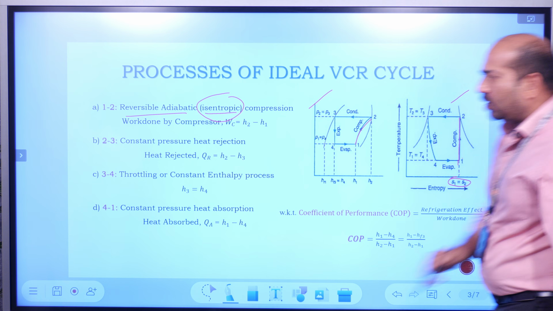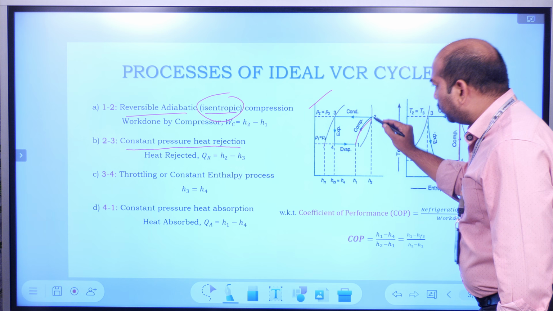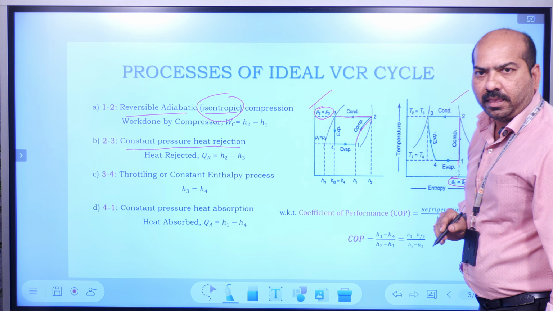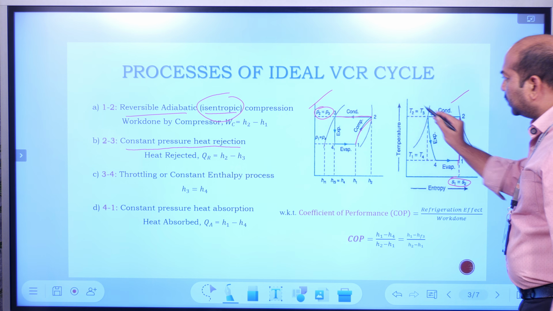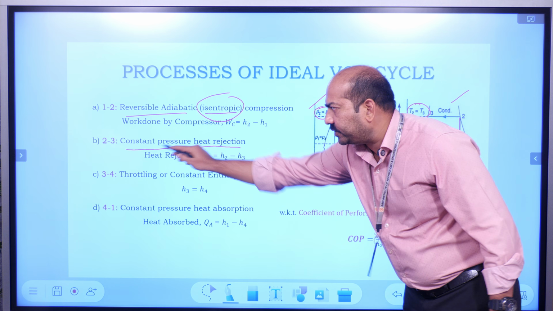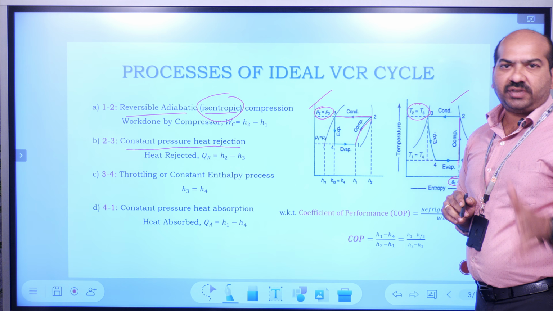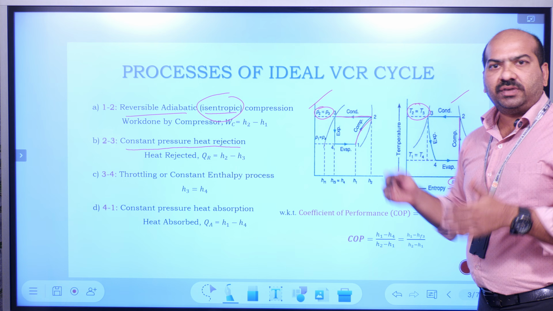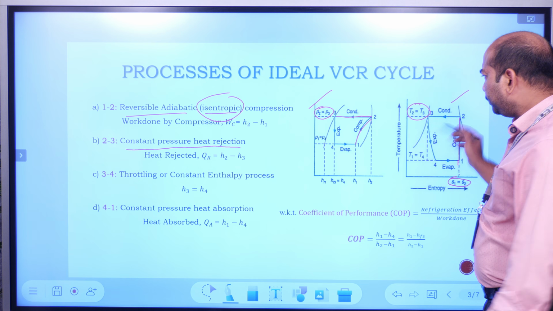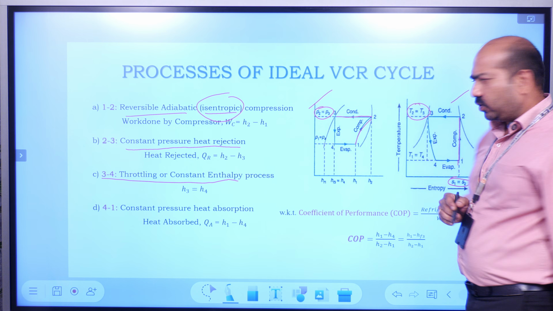Next, the 2 to 3 process, constant pressure heat rejection. If you observe in the pH diagram, during the 2 to 3 process pressure remains constant, P2 equals P3. Moving on to the TS diagram, here also you can observe T2 equals T3. I said constant pressure heat rejection, but why does the temperature also remain constant? We all know that during phase transformation, when the refrigerant is rejecting its latent heat, obviously the temperature and pressure remain constant, right?